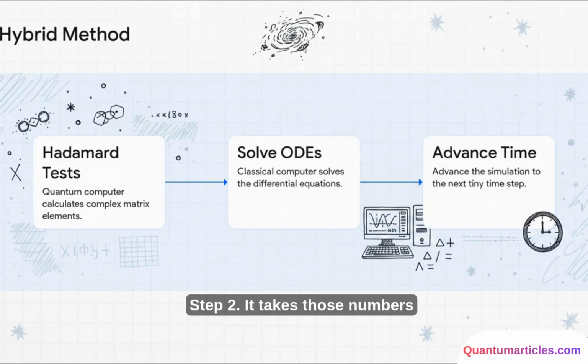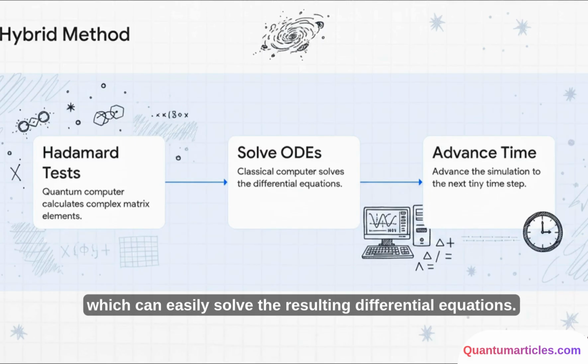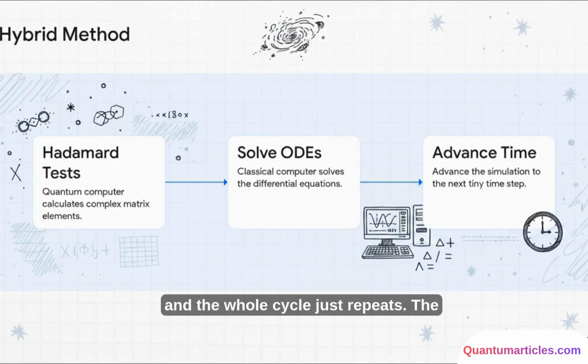Step 2. It takes those numbers and hands them right over to a highly reliable classical computer, which can easily solve the resulting differential equations. Then, step 3, the timeline is advanced by a tiny fraction and the whole cycle just repeats.